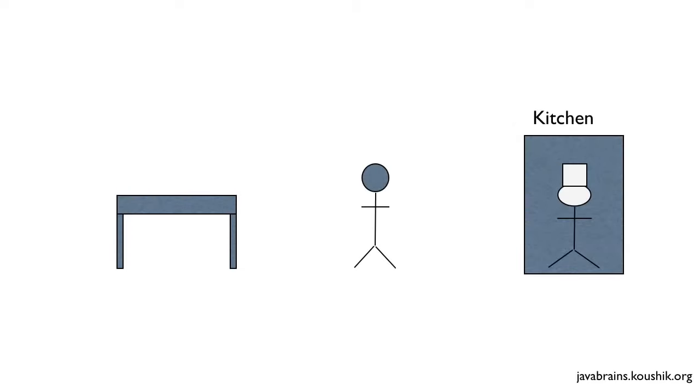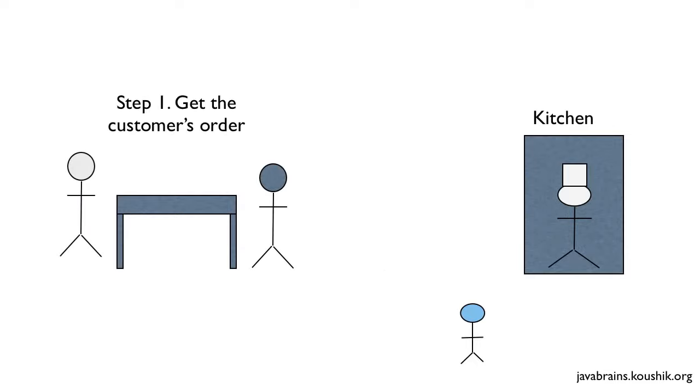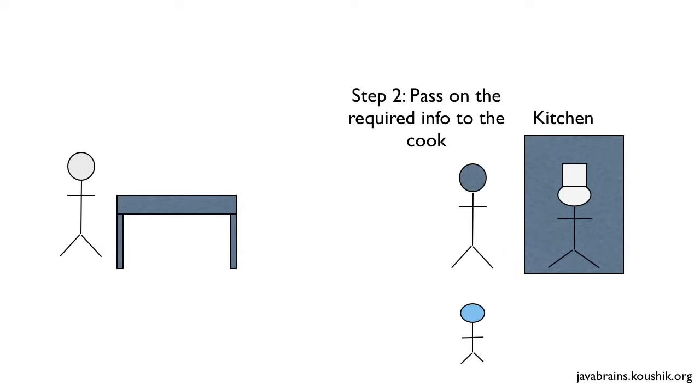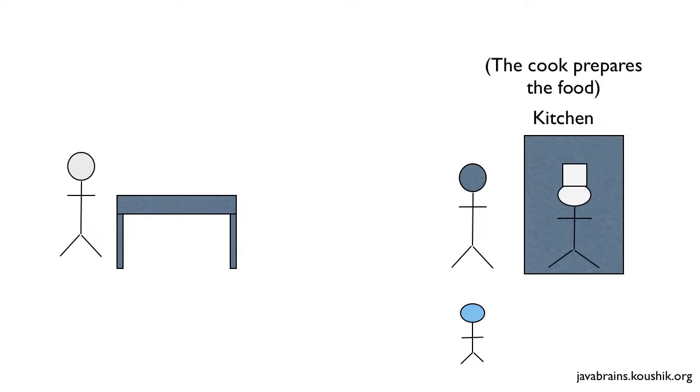Okay, so now our stickman gets another idea. He wants to improve the process yet again, and he brings in another recruit into the restaurant. This is a person who specializes in decorating the food. Now what happens is, when a customer comes in, this is the flow. Step 1, our stickman gets the customer's orders. Step 2, passes on the order to the cook. The cook prepares the food.